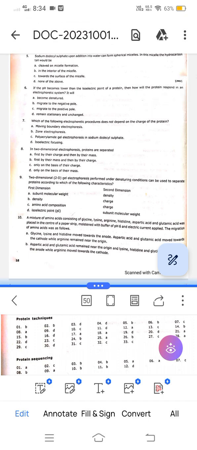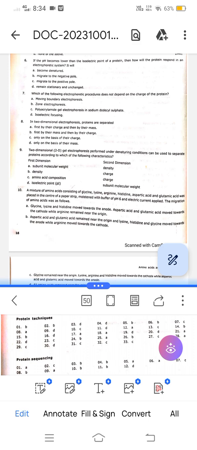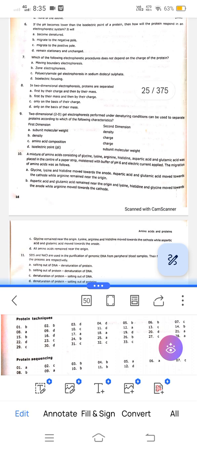And which of the following electrophoretic procedures does not depend on the charge of the protein? Does not depend. C. Polyacrylamide gel electrophoresis and sodium dodecyl sulfate doesn't depend on charge of the protein. We just mentioned earlier. So in two-dimensional electrophoresis, proteins are separated 8A. First by their charge and then by their mass. First by charge, then by mass.